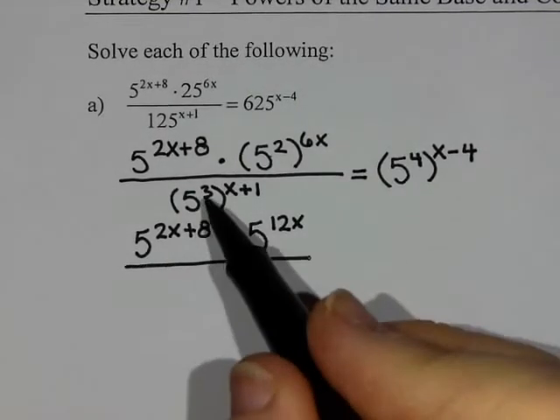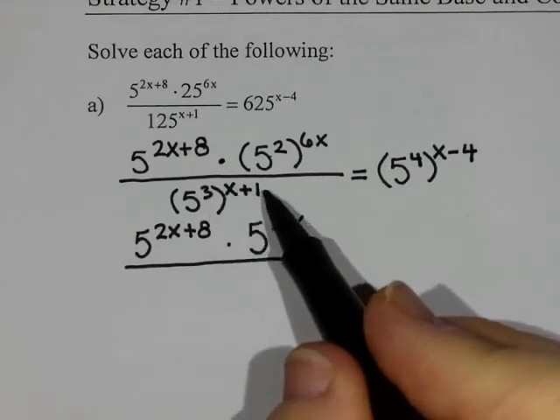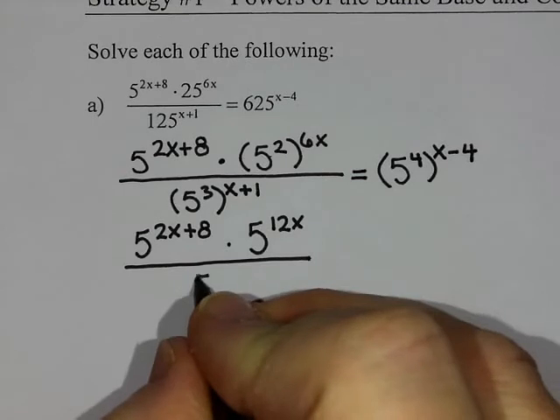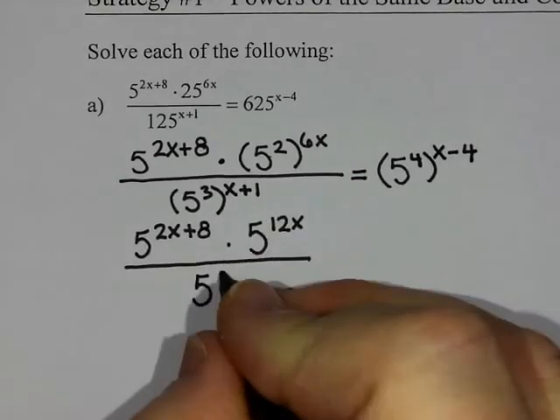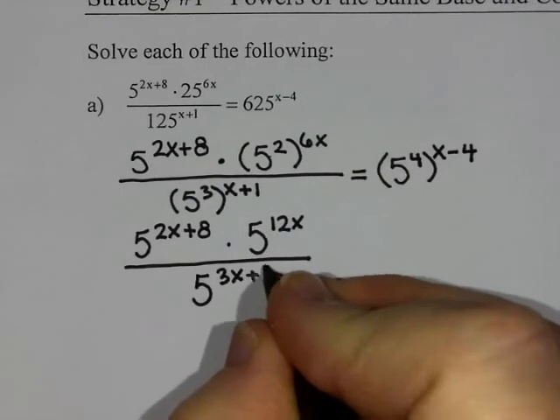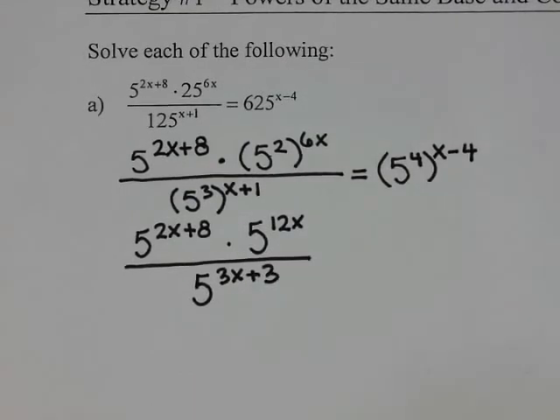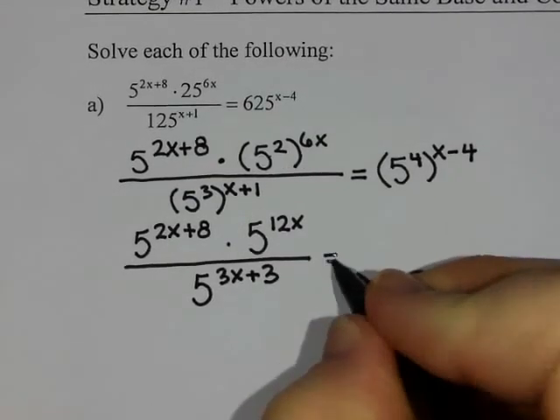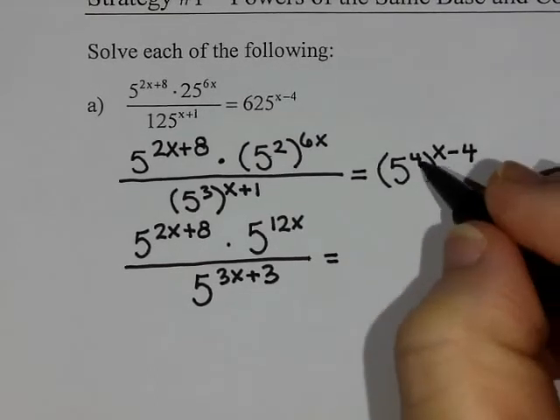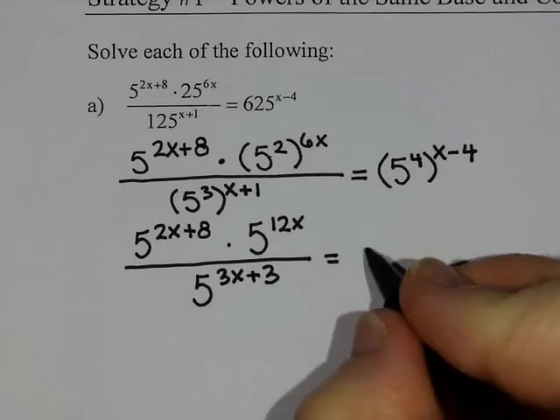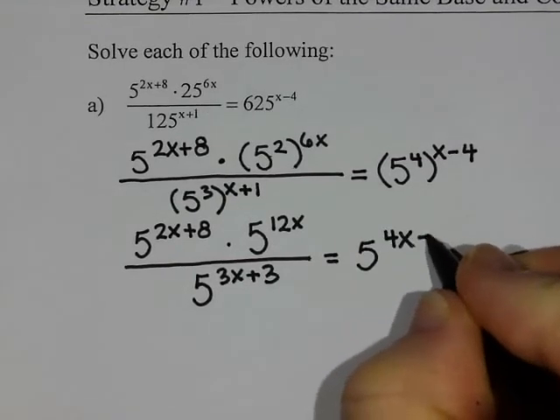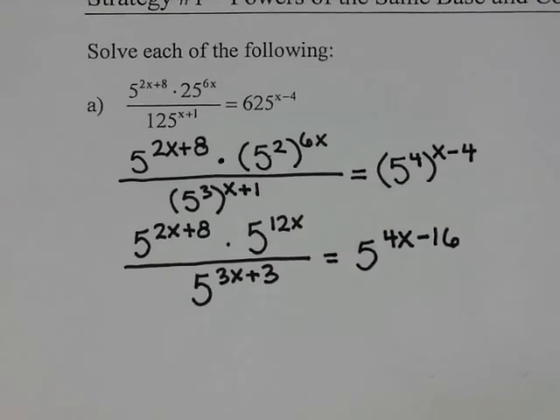Then for 5 to the power of 3 to the power of x plus 1, I'm going to multiply 3 times x plus 1. So I get 5 to the power of 3x plus 3, since 3 times x is 3x and 3 times 1 is 3. On the other side, 5 to the power of 4 to the power of x minus 4, I am going to multiply those. 4 times x is 4x, and 4 times negative 4 is negative 16.